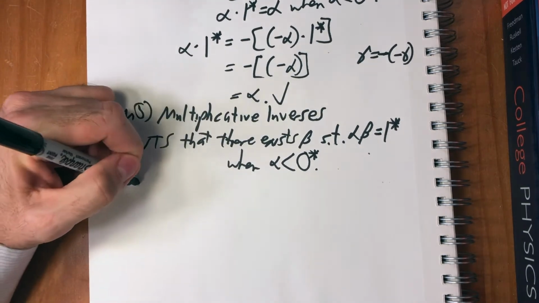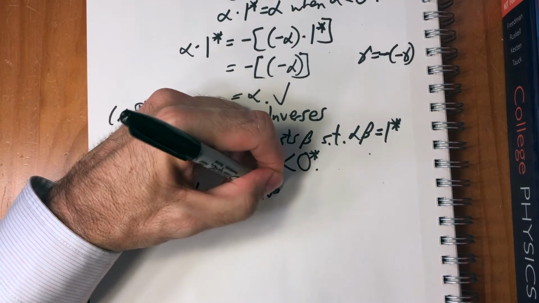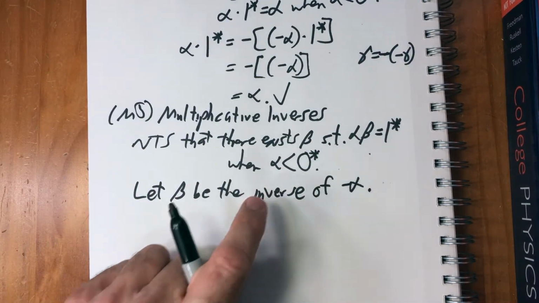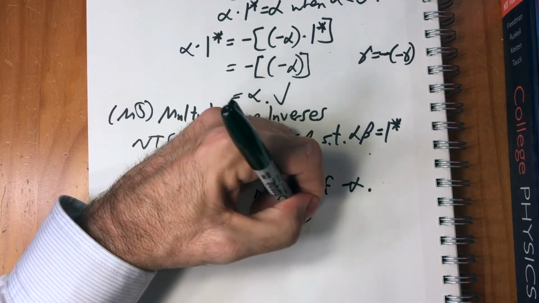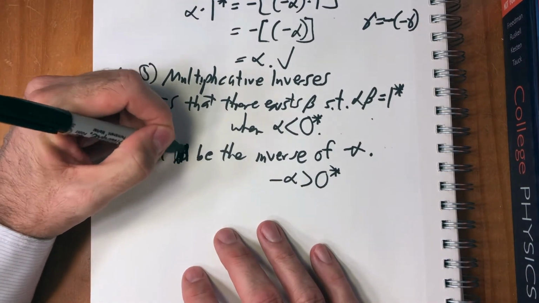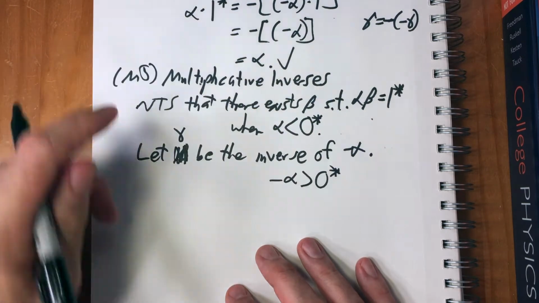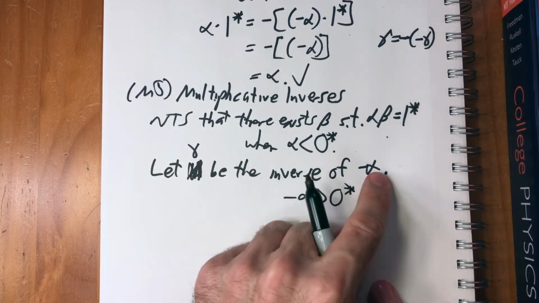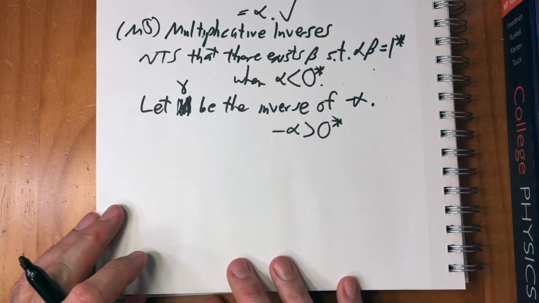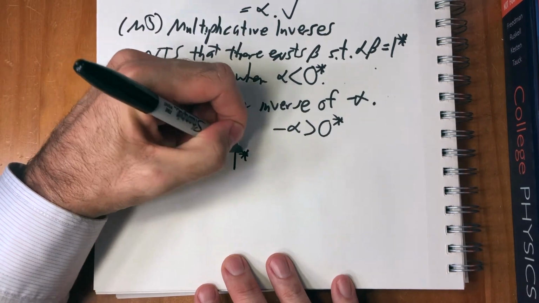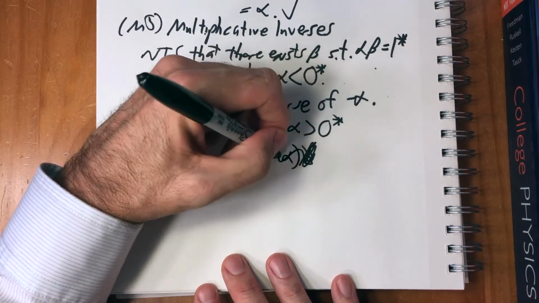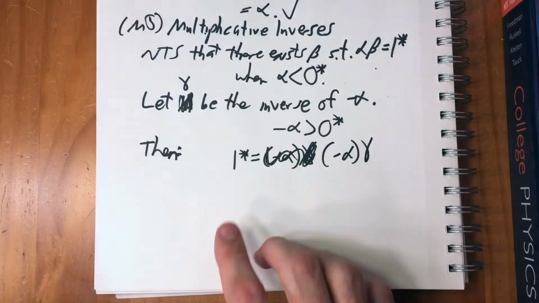So let beta be the multiplicative inverse of minus alpha. Now alpha is negative, so minus alpha is greater than 0. So beta here is actually, let me use a different letter, let me say gamma here. Okay, so we're going to let gamma equal the inverse for minus alpha. So we know that exists. We've already shown that because they're both positive. Then 1 equals minus alpha gamma. That's the definition of gamma.